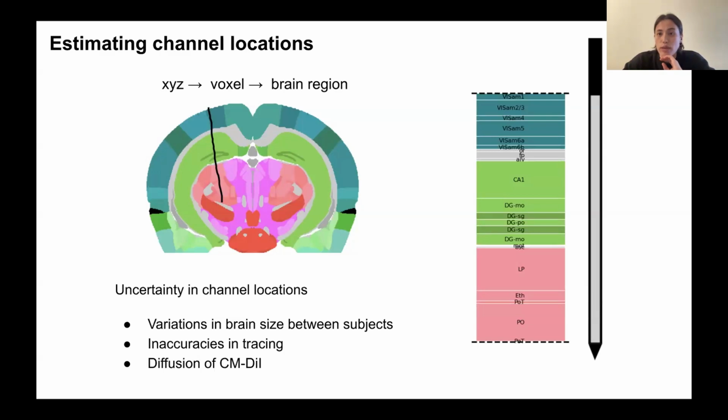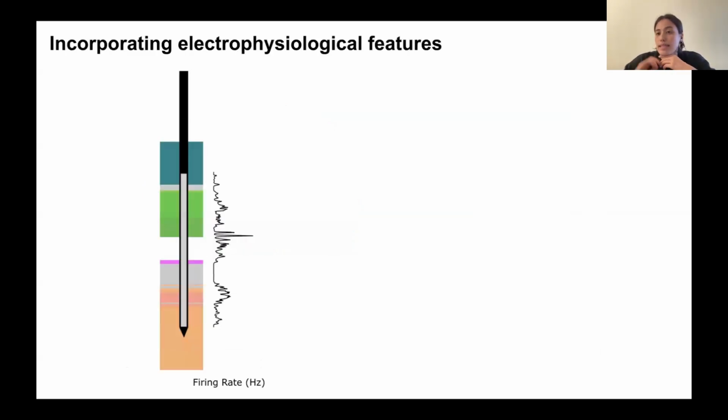To account for these things, what we can do is add an extra step at the end where we loop in the electrophysiology data that we recorded on our probe and use features that we can extract from that as extra information to estimate where our electrodes should be in the brain.